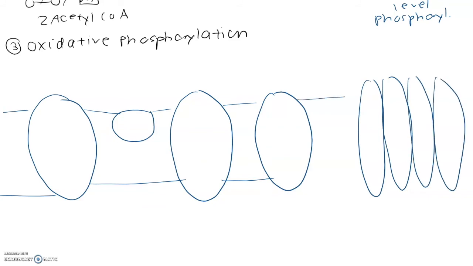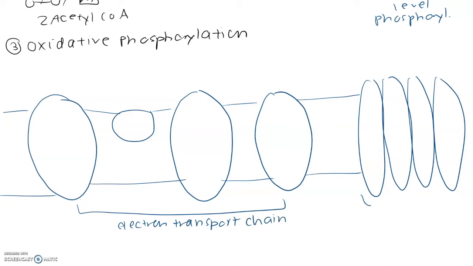So there they are. And at the ends, there's something known as the ATP synthase. So I'm going to label this over here. This is the electron transport chain. And then over here we have our ATP synthase, which I'm sure you can guess what it makes.